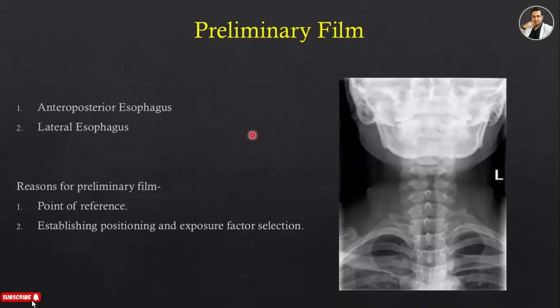And now the procedure starts. So we have to take a preliminary film. That means a non-contrast film of the neck, including mouth and upper chest. And this is the anterior posterior esophagus and lateral esophagus. So we have to take two films before giving the barium sulfate to the mouth. One is AP and one is lateral. And these two films will work as a point of reference and for establishing positioning and exposure factor selection.